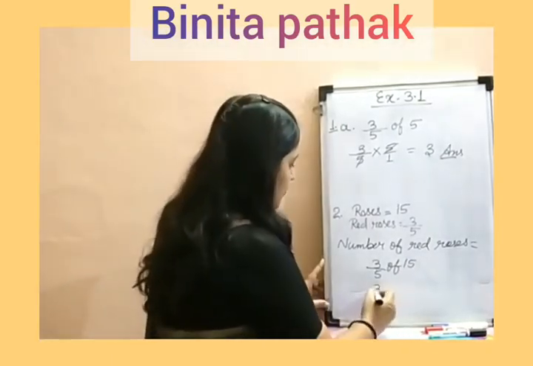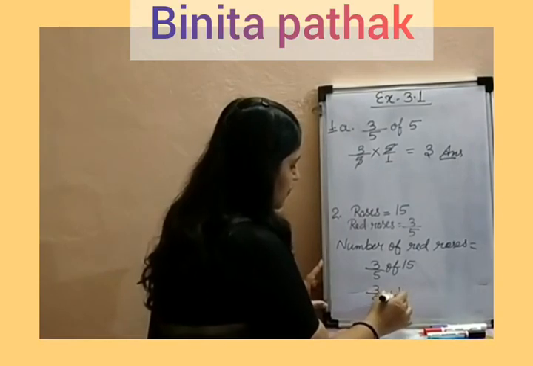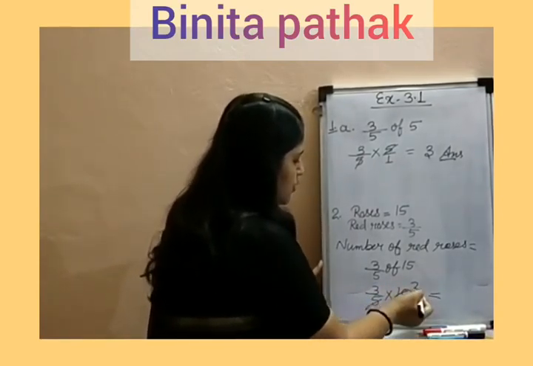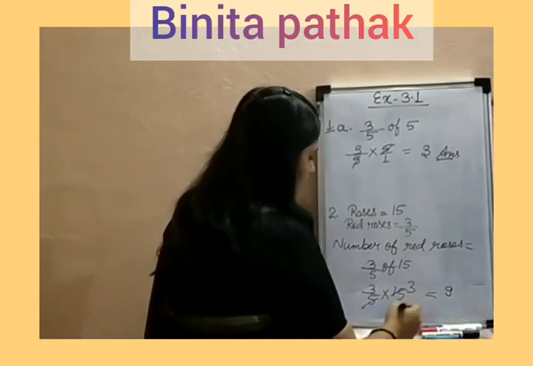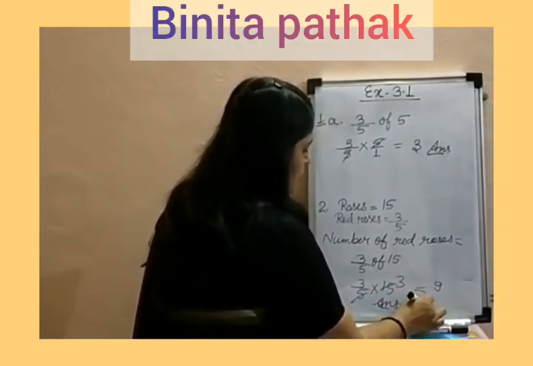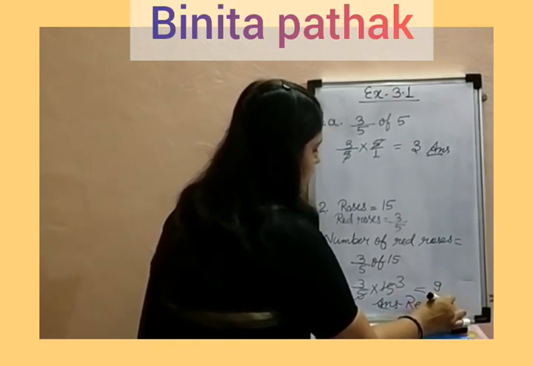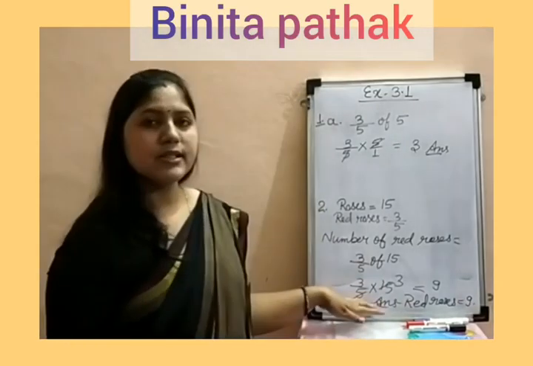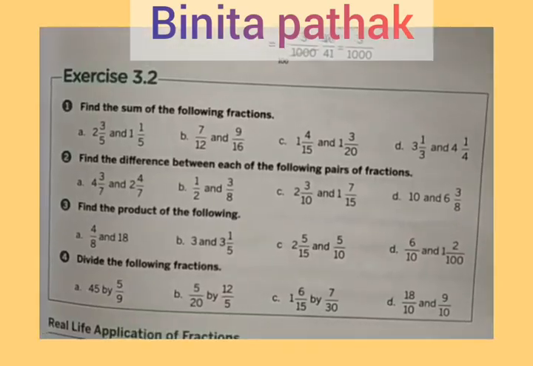Now 3 upon 5 into 15. 5 threes are 15. Here 3 into 3. 3 threes are 9. So the answer is red roses equals 9. Let's do our next exercise, that is 3.2.